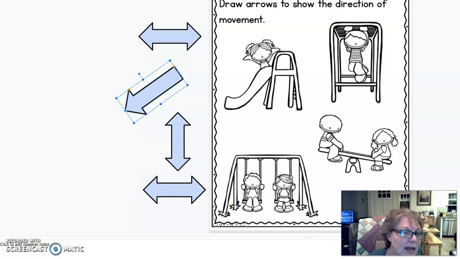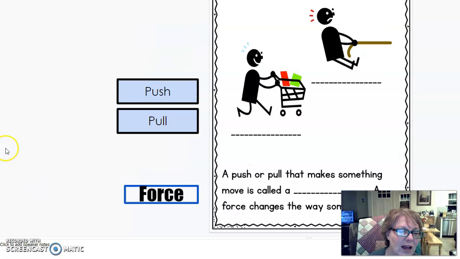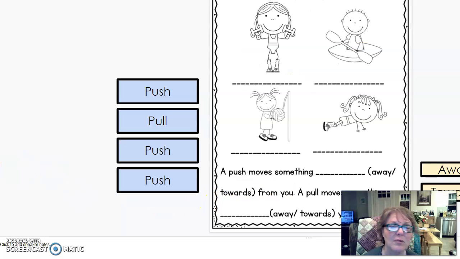All right, next, number 5. See, this is like a game. Which one is push and which one is pull? A push or pull that makes something move is called a what? A force. Okay. Number 6. Label the force as a push or a pull.